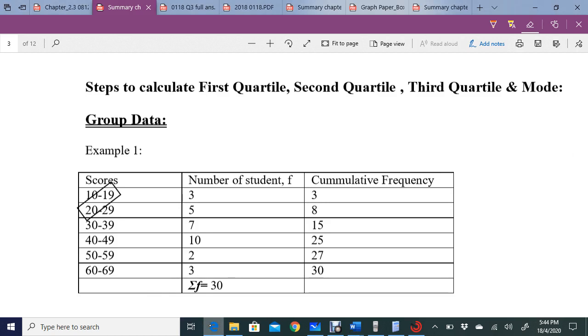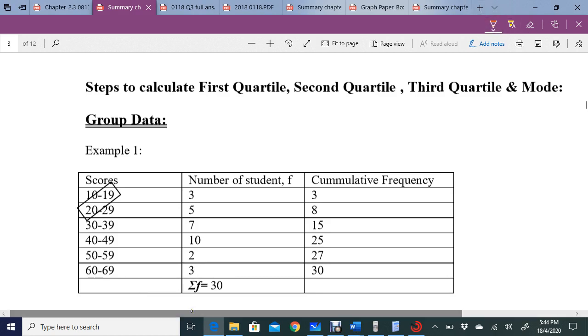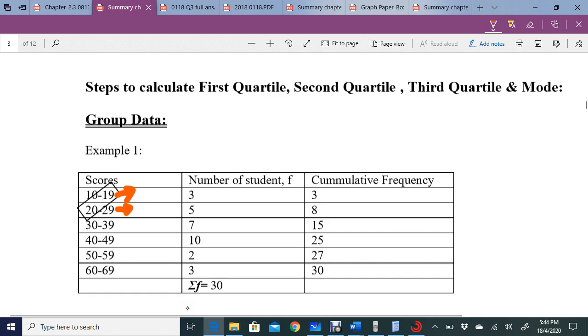Now let us look into the second one. You have 10 to 19, then after that you have 20 to 29. Do you see the difference between these two sets of data? Looking at the first one, you have 10 to 19, but the second one you have 20 to 29. Can you see the difference here?